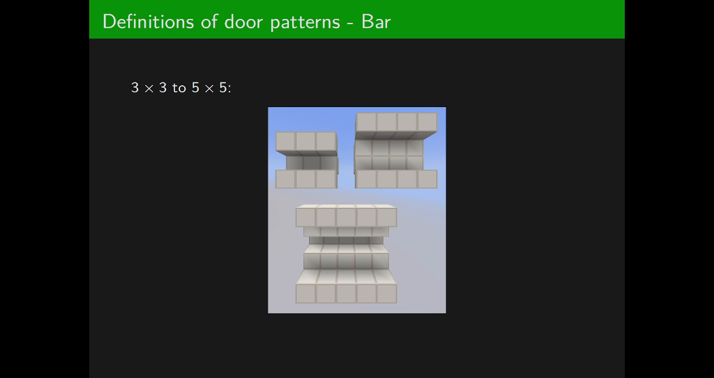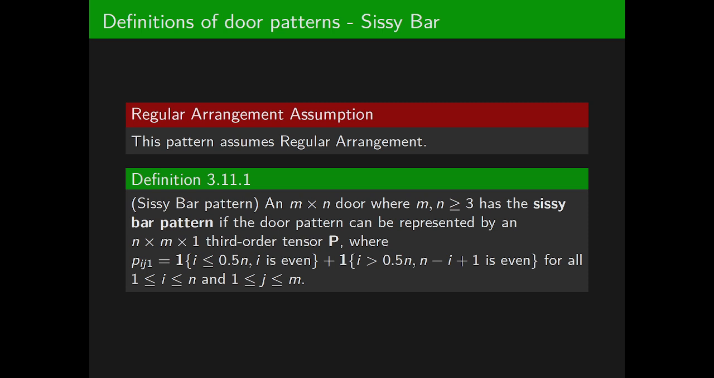3x3 to 5x5 looks like this. And then we move on. Now, red bars, spooky. The following 3 patterns will always have this red bar here because we are talking about the regular arrangement.